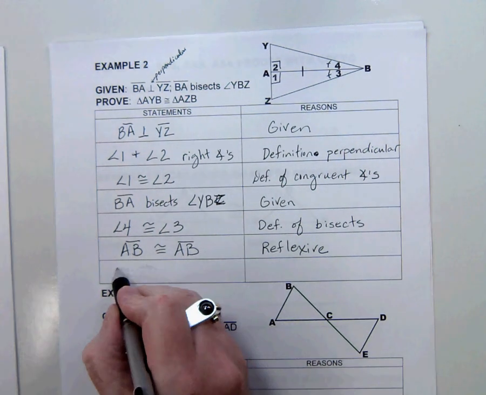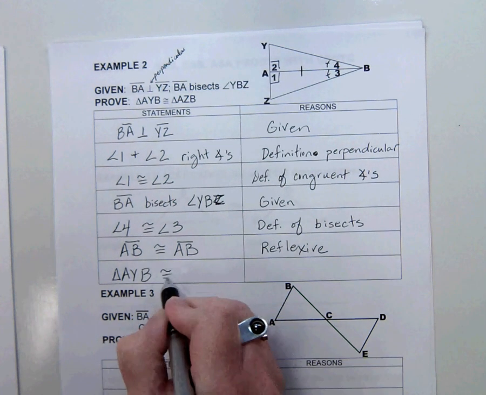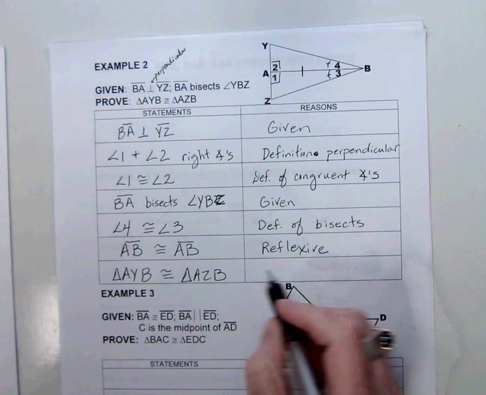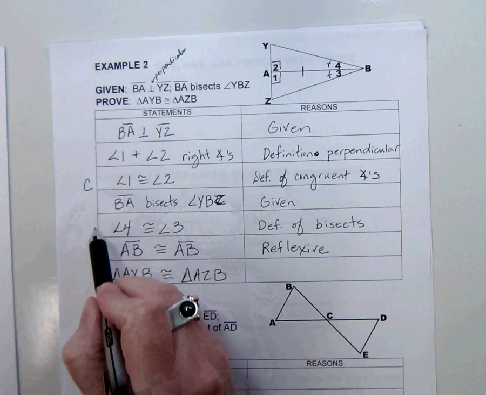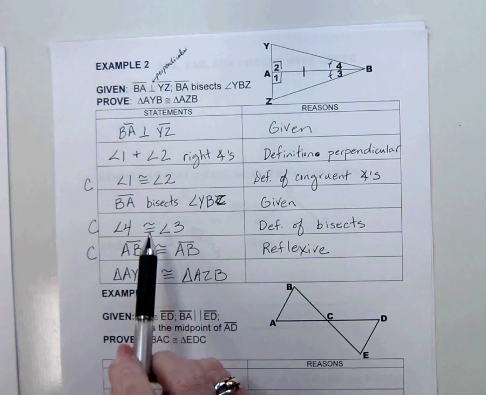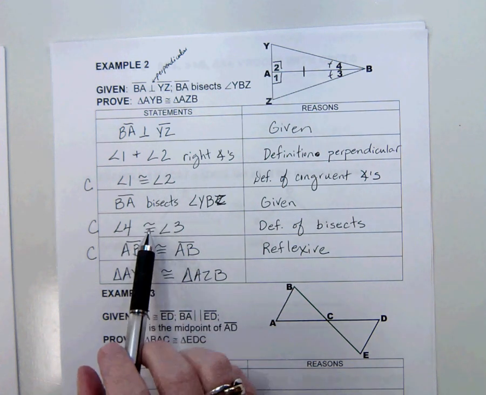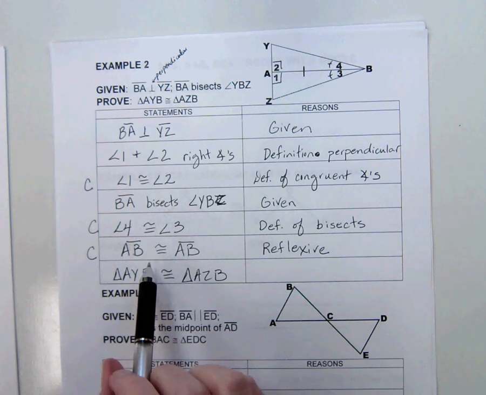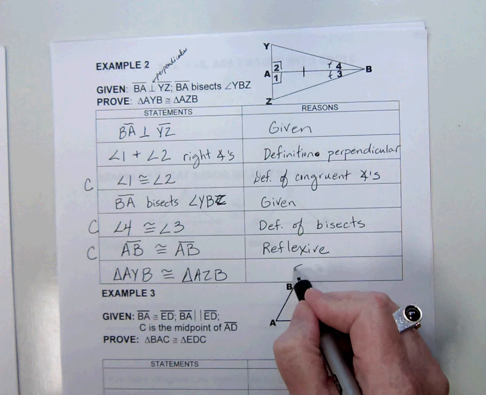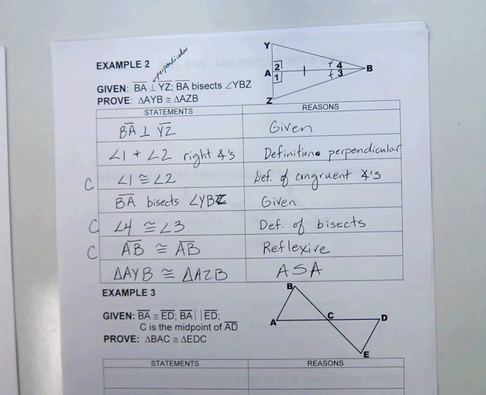So we're on our last step. We get to prove that the two triangles are congruent. AYB is going to be congruent to AZB. And if you look at your congruent statements, these are the three congruent statements. You have a pair of sides, a pair of angles, and another pair of angles. So we know we're going to be using two angles and a side, and look where the side is. It's between the two angles. So the side is between the two angles. That's called angle, side, angle.